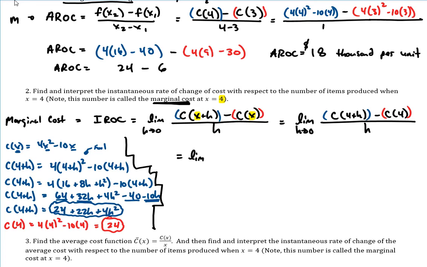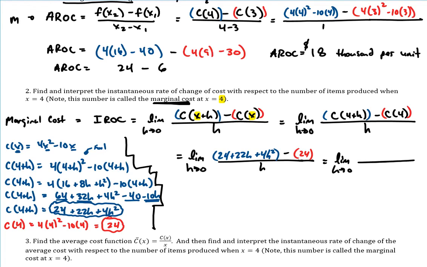So in this equation, I still have this is equal to the limit as h goes to 0. The blue portion was 24 plus 22h plus 4h squared. And then we have minus, the red portion was just 24. And then it's all over h. Okay, and then looking at what we have, well, the 24 here in the blue and the 24 in the red would just subtract and make 0. So it looks like this becomes the limit as h goes to 0 of 22h plus 4h squared over h.